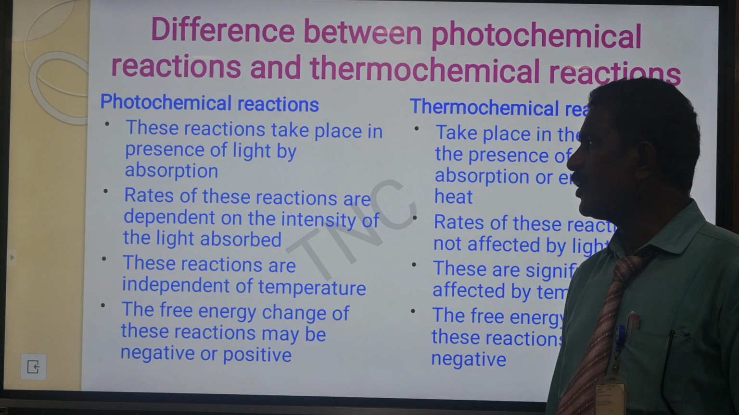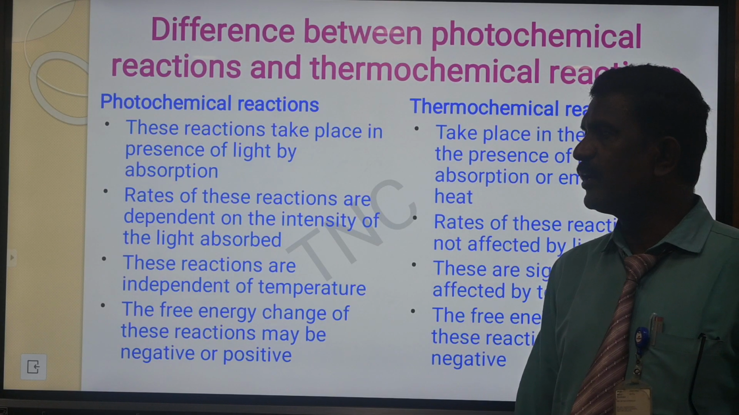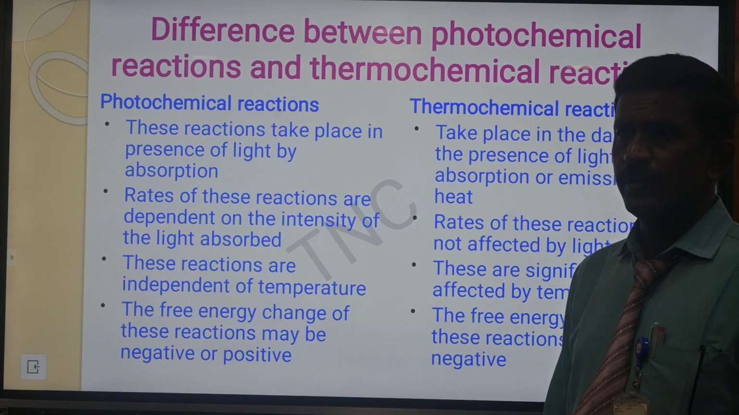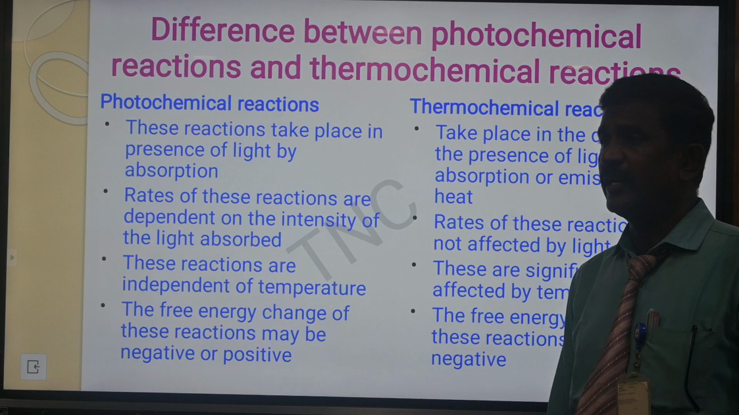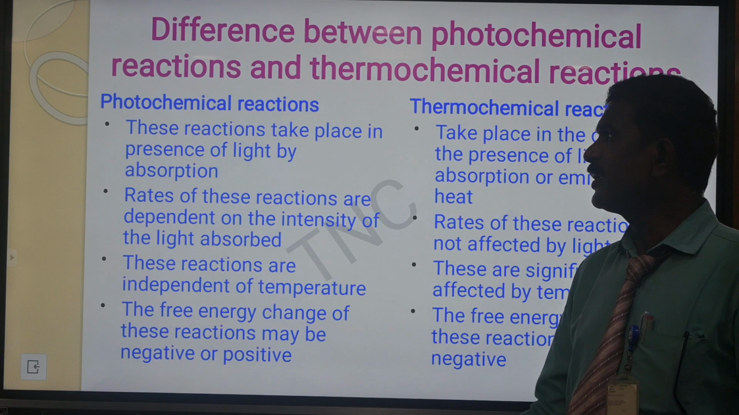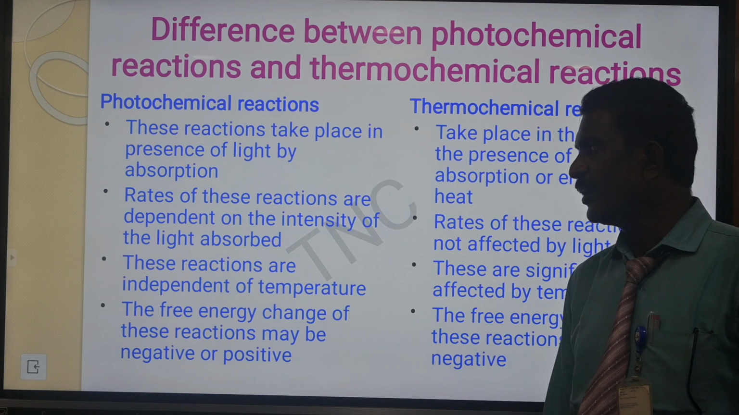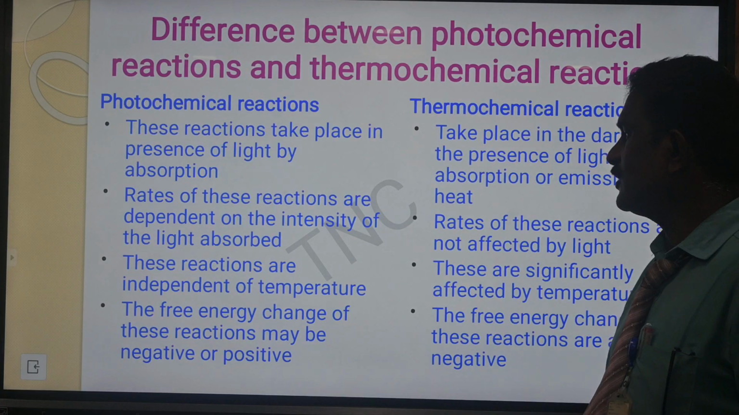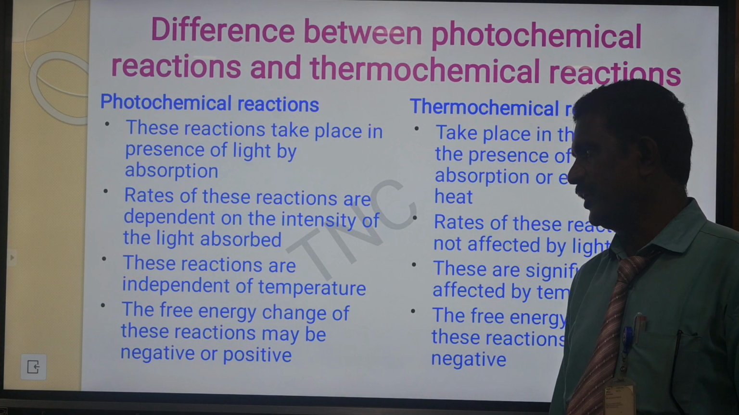Then the photochemical reaction rate depends on the intensity of light energy used for doing the reaction. Right? Intensity of light energy. The rate of the reaction depends on intensity in case of photochemical reaction. Whereas in thermochemical reaction, the rate of the reaction is independent, not affected by the intensity of light radiation.